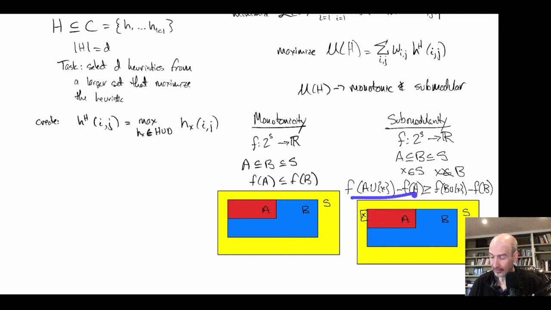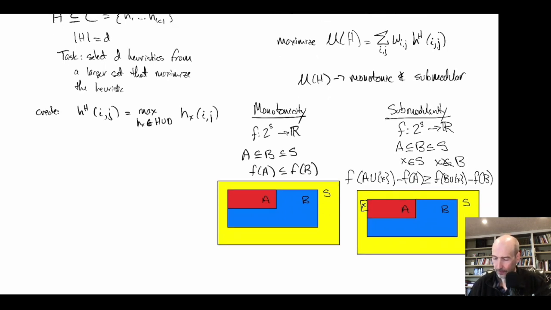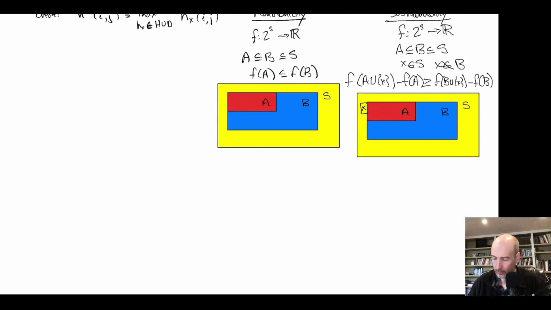The increase that I get is always going to be larger than or equal to what I get if I take this larger set and add this new item into it. And so submodularity is actually saying diminishing returns. If we wanted to plot both of these together, what it's saying is that I need a curve that looks something like this.